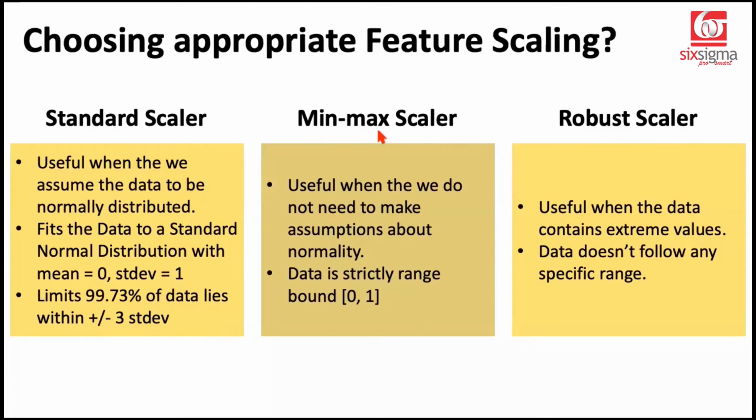On the other hand, when do we use min-max scaler? When we do not have any strict assumption about the normality of the data. We don't need the data to be fitting a particular distribution. And the other important piece is that this is going to make the data strictly range bound. It is going to lie strictly between 0 and 1 and can attain both the values. Whereas in case of a standard scaler, 99.73% data is guaranteed to be between plus minus 3. But there could still be 0.27% data which would not lie between plus minus 3. Normal distribution is asymptotic. It doesn't touch the x-axis, you know that.